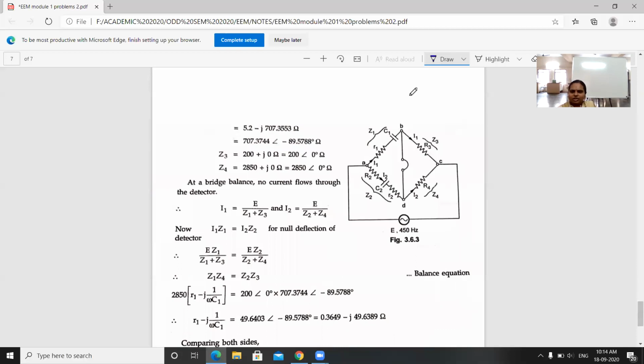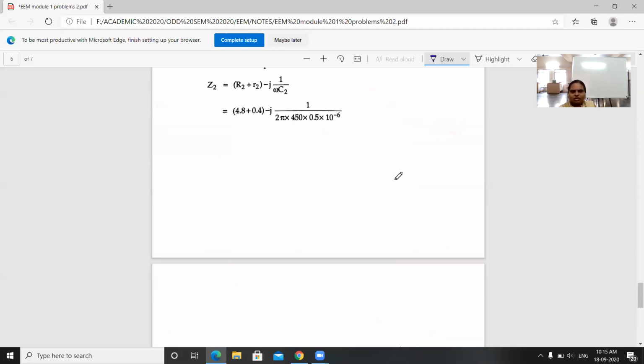Here the construction is done. Across AB, a resistance R1 and C1 is connected. Across BC, a resistance R3 is connected. Across CD, R4 is connected, and across AD, a resistance R2 and a small resistance r2 and a capacitor is connected. This is the construction.